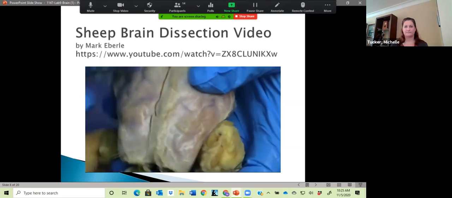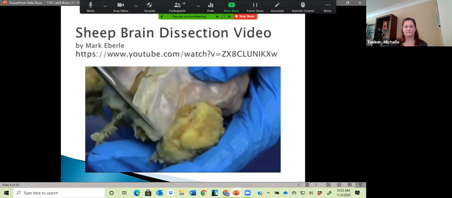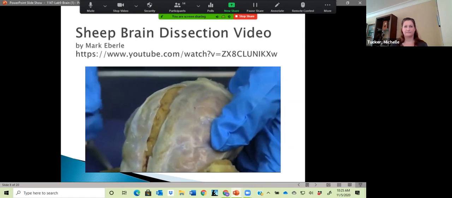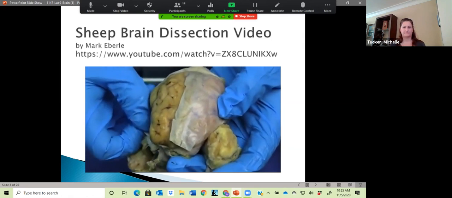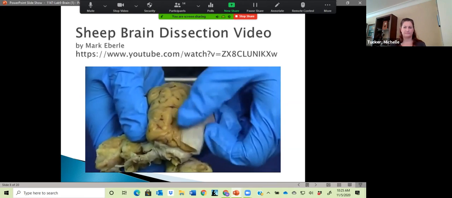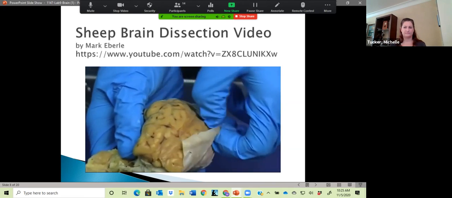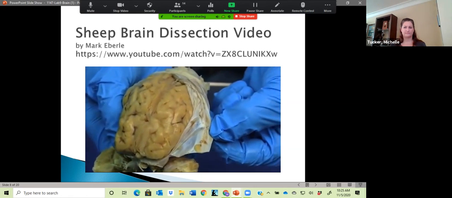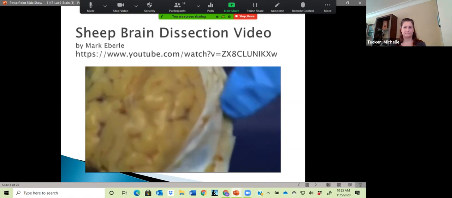And I'm going to cut like this. I just have to peel this off, and you can see it starting to peel off here, and you're starting to see the brain underneath. I'm going to peel this back here. As I peel this part of the dura mater off, look for that dural sinus.